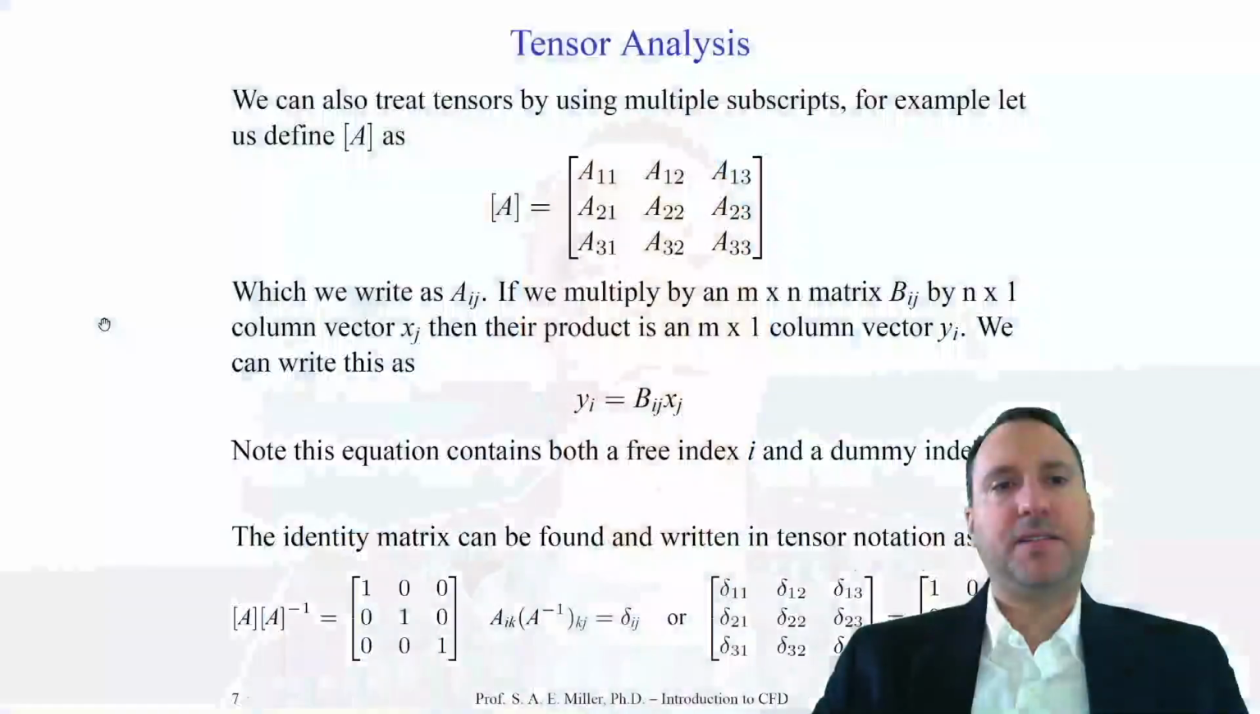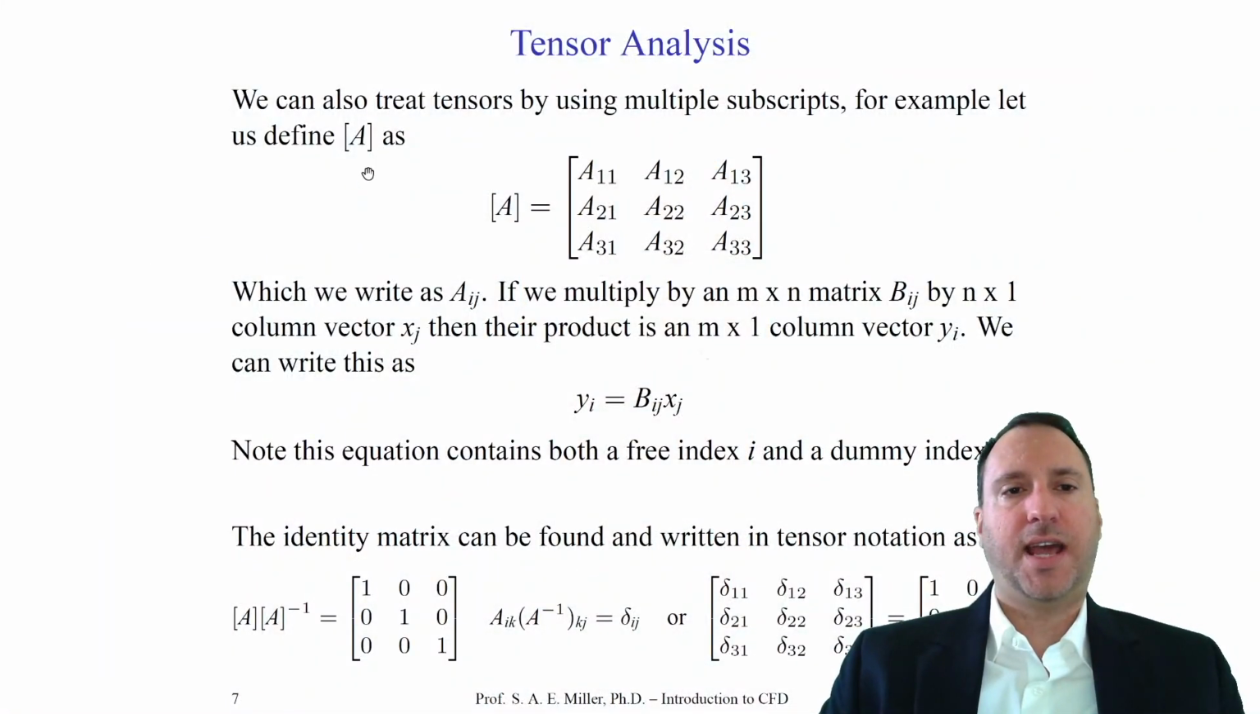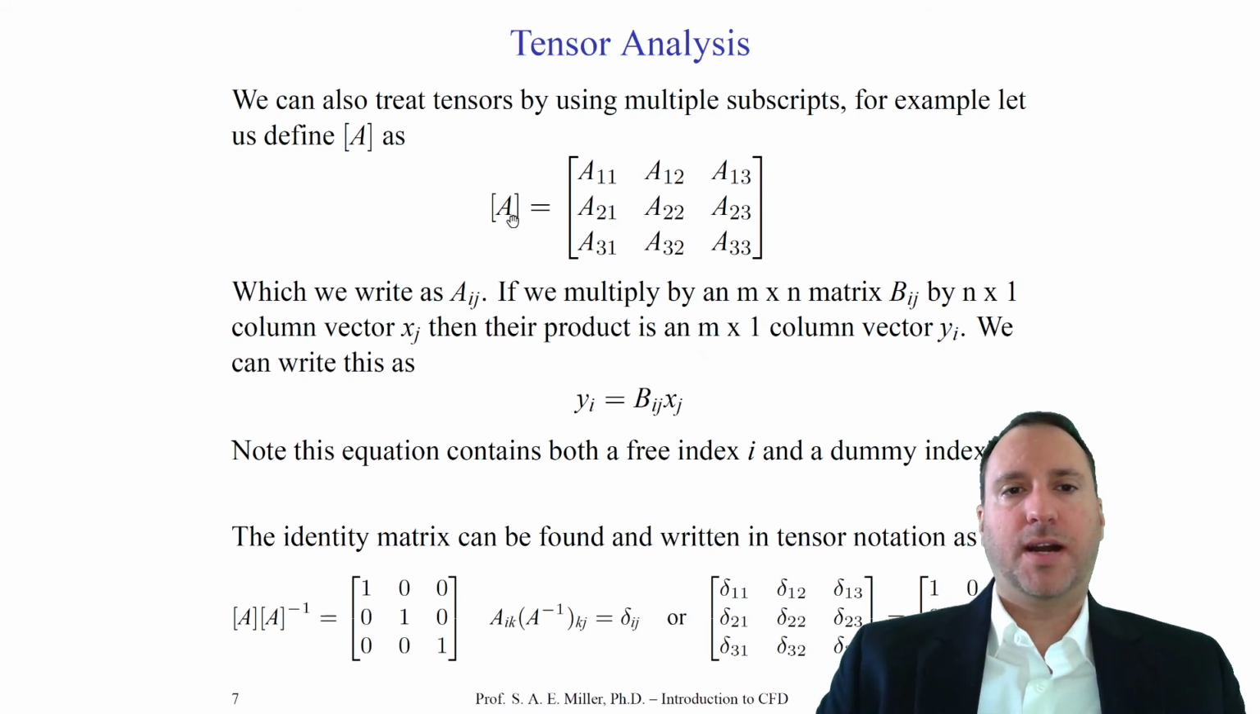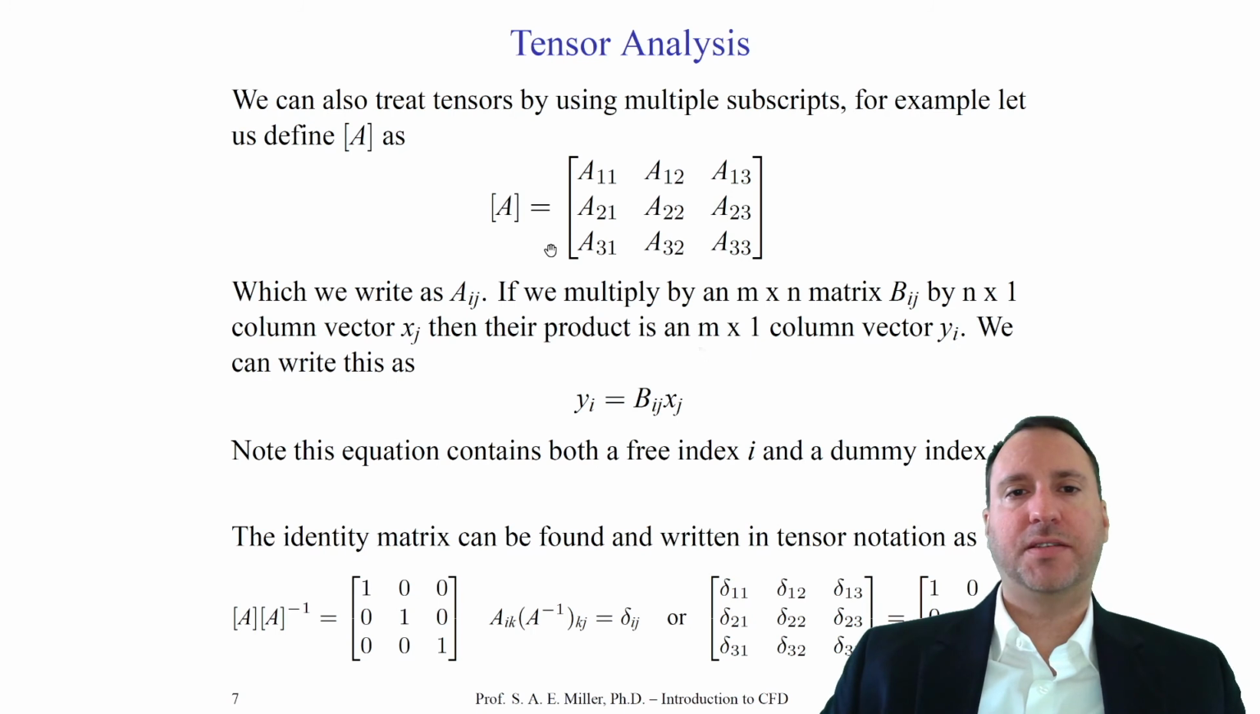For example, let's define a particular matrix A, which I'll put in brackets, as this form in the first equation on page 7 of this class. We might write bracket A equals the bracket of the entire matrix. Those of you in linear algebra classes have studied these forms of the equations and considered their analysis. We might write this compactly as A subscript ij.